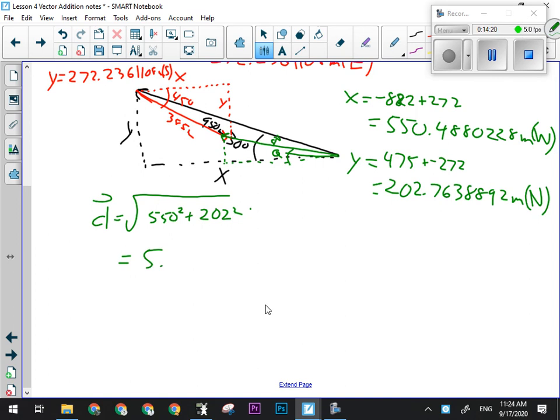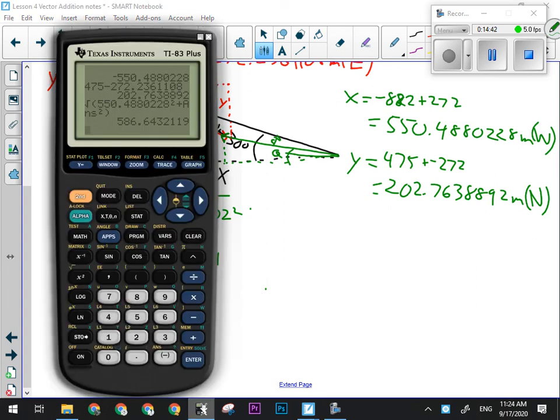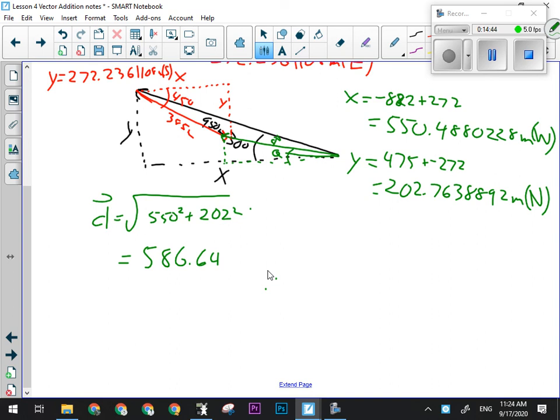Actually, we're not done yet. I need to keep all those decimals. Why do I need to keep all those decimals? Well, not just for the angle, but I have one more calculation to do after this to actually arrive at my final answer, so I can't round off yet. Okay, so this will be 586.643219 meters.